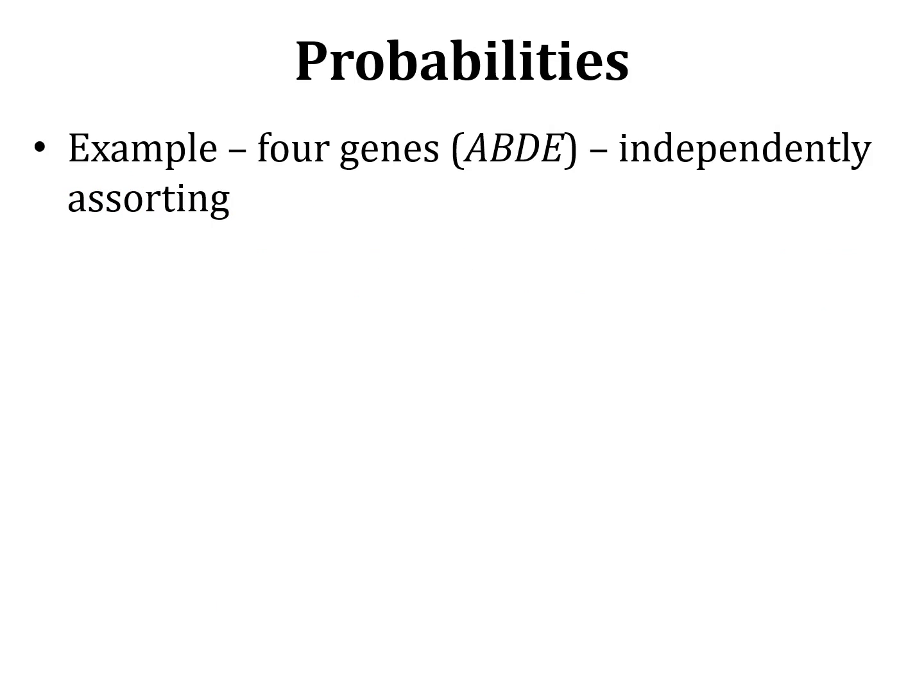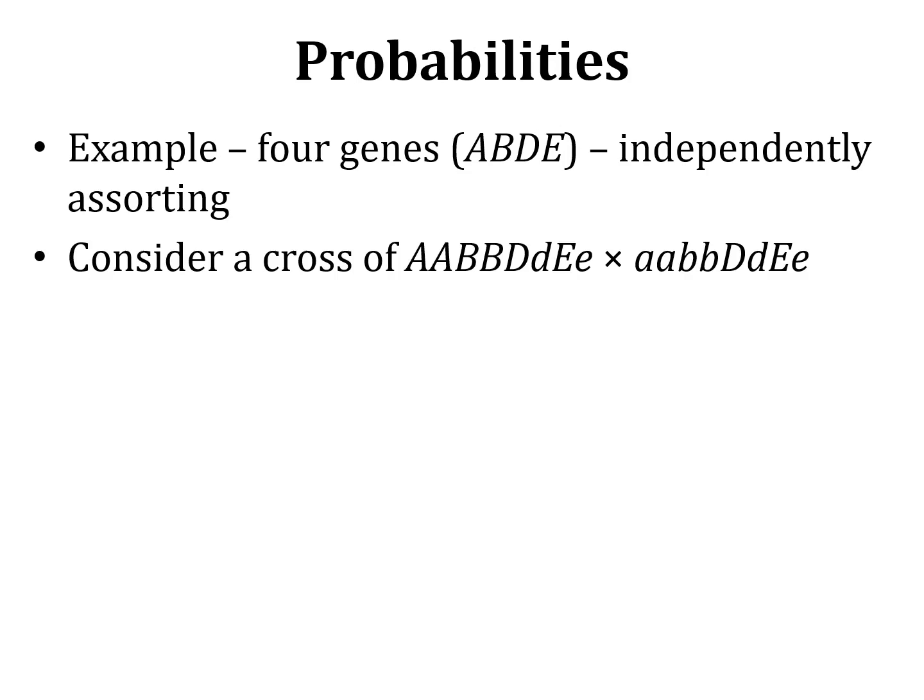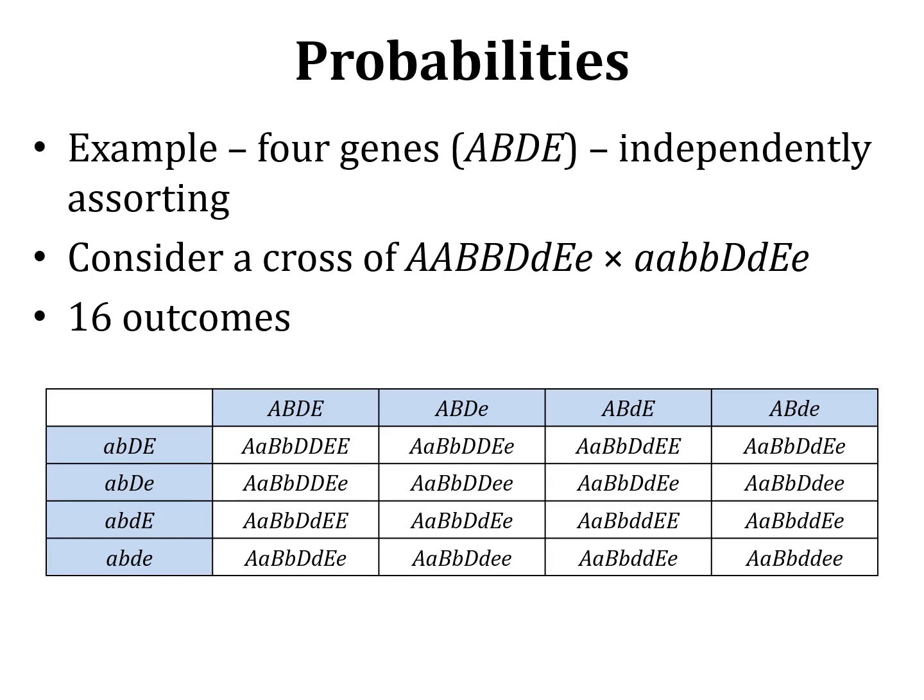Now we take another example, and this is the same example. We are talking about 4 genes that are assorting independently in meiosis, and this time we are considering a cross of individuals. One of these individuals is homozygous dominant for A and B genes and heterozygous for D and E genes. And then the second person is homozygous recessive for A and B genes and heterozygous for D and E genes. So this is the cross that we are considering. We are talking about 16 outcomes. What are the outcomes? We have 16 outcomes here because there are 4 types of gametes that are produced by each individual.